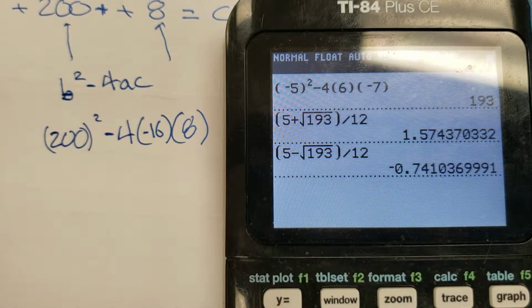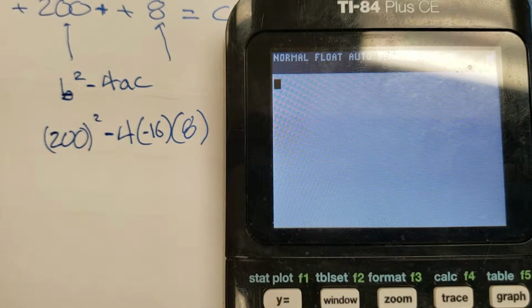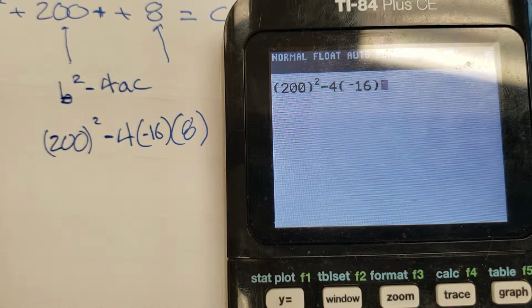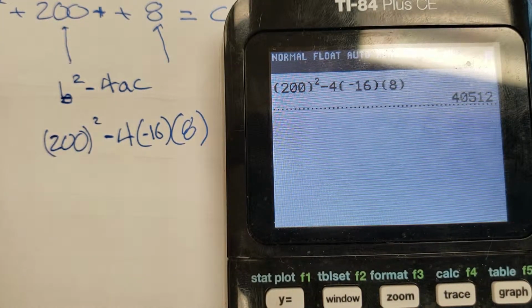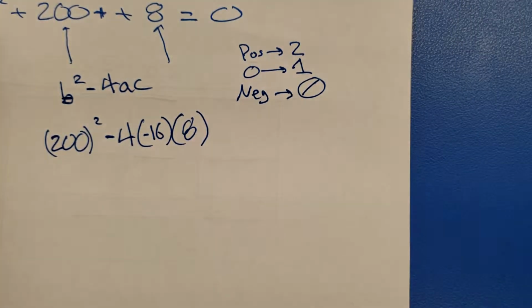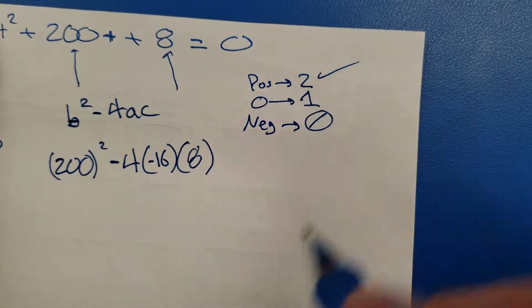It just takes patience. Oh, there's my last example. Go away. I want some more room. Here we go. Bracket 200. Close the bracket. Square it. Minus 4. Bracket negative 16. Close the bracket. New bracket 8. Close the bracket. Woo! That is a big old number, friends. 40,512. Oh no! It's positive. I probably got to find some answers.